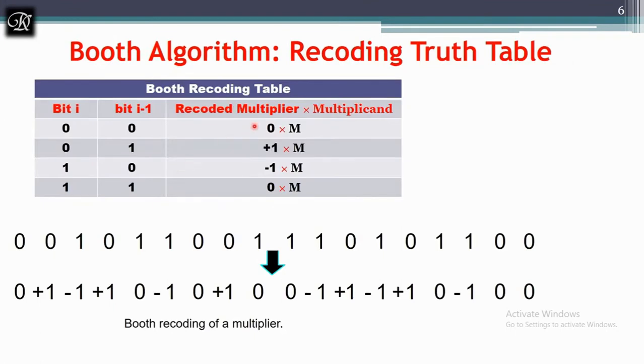Before getting into the solution, let's first see the truth table for Booth recoding Q dash. If the current bit and the previous bit are 0 0, then the new multiplier answer will be 0. It means the multiplicand will be multiplied with 0. If the previous bit is 1 and the next bit is 0, then it is multiplied with +1. And if the previous bit is 0 and the next bit is 1, then it is multiplied with -1. If both bits are 1, then it is multiplied with 0.